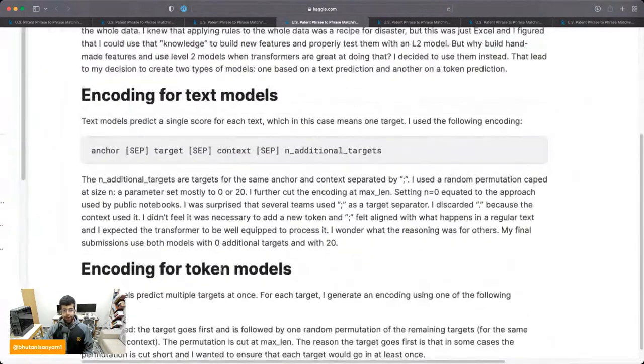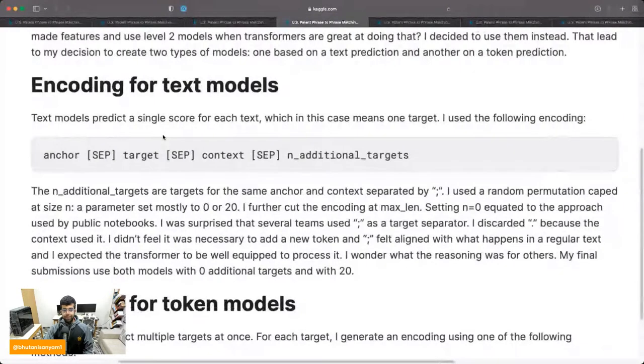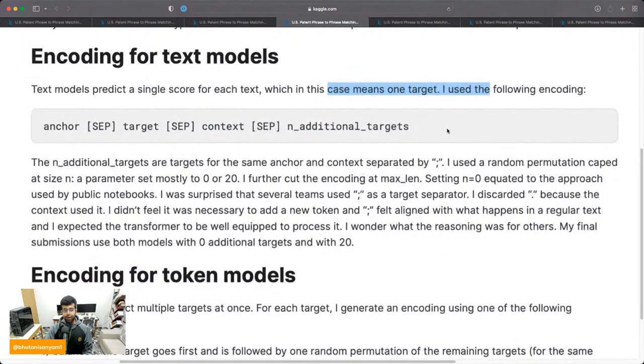So they speak about encoding for text models. Text models predict a single score for each text, which in this case means one target. So for that, the following encoding was used: anchor with a separator followed by target and context and additional targets. The additional targets are targets for the same anchor and context separated by a comma. A random permutation capped at size n was used, and the parameter was set mostly to 0 or 20.